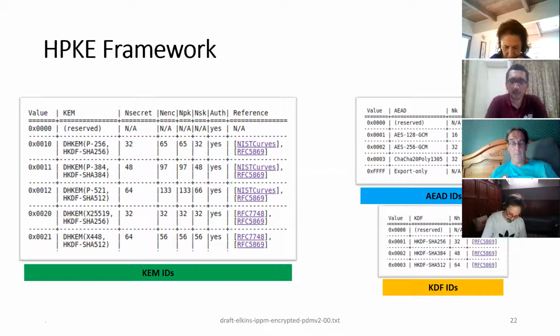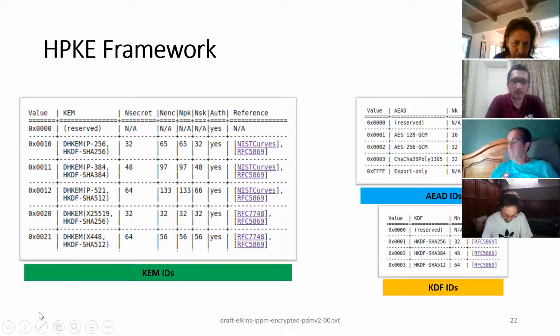And how is it flexible for the user? They just need a suite with the KEM, AEAD and KDF by choosing these values from the value column. So this is what we have from the HPKE framework, and we are in the process of doing experiments using different protocols for the encryption and the hashing algorithms. Nalini, next please.